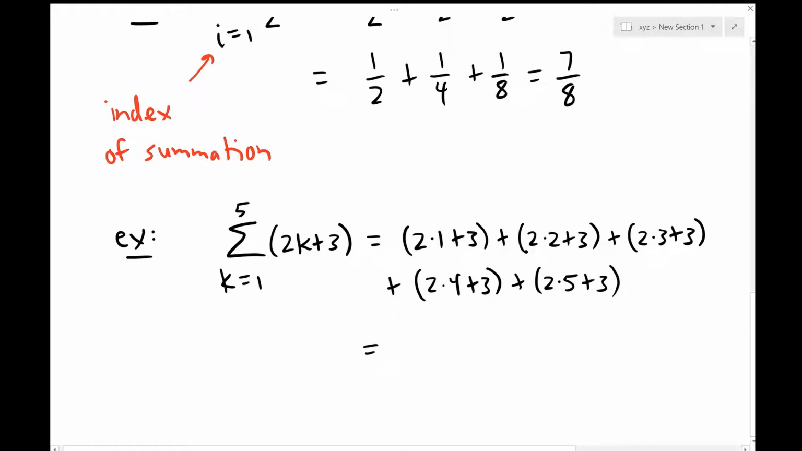So if we simplify here, for the first term we have 2 times 1 plus 3, so it's just 2 plus 3, which of course is 5. Next we have 2 times 2 plus 3, so 4 plus 3, which is 7. Then 2 times 3 plus 3, that'll be 6 plus 3, which is 9. Then 2 times 4 plus 3, that's 8 plus 3, or 11. And finally 2 times 5 plus 3, that's 10 plus 3, which gives us 13. And adding all of these numbers together, we should end up with 45 as our result.